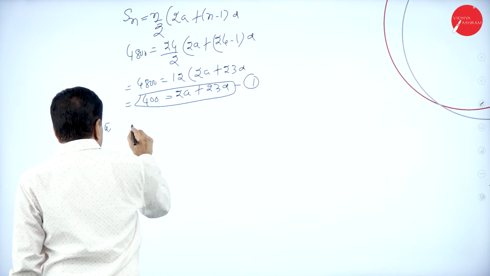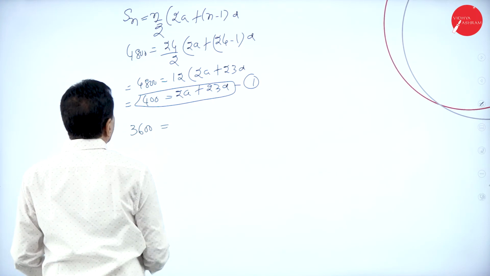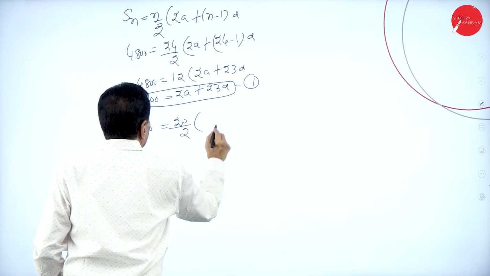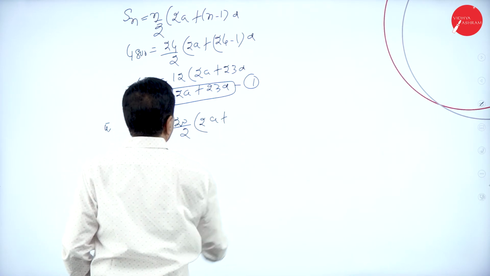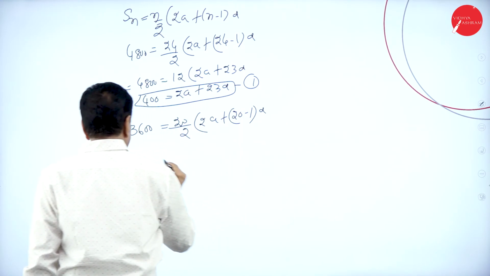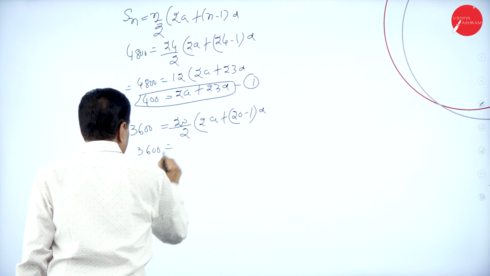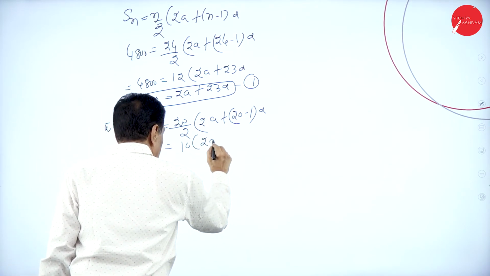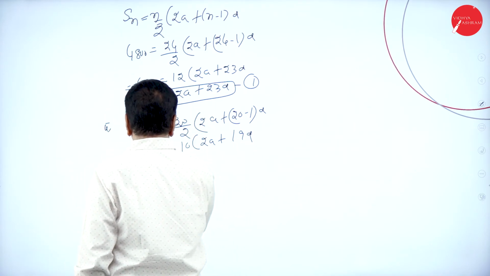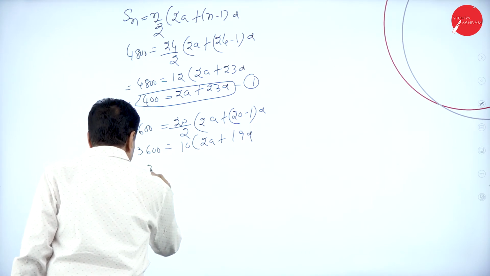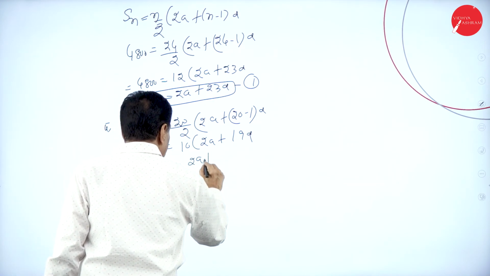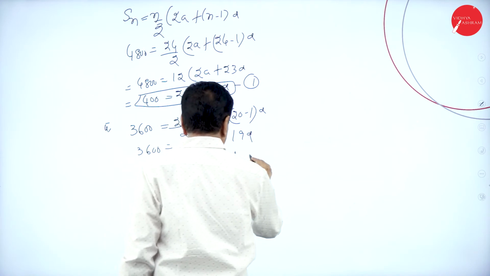Second, 3,600. How many installments? Number 20, divided by 2, into 2a plus the number of installments minus 1, that is 20 minus 1, into d. We don't know d. So 3,600 is 10 into 2a plus 19d. Simplify: 3,600 divided by 10 is 360. What is left over is 2a plus 19d. This is equation number 2.